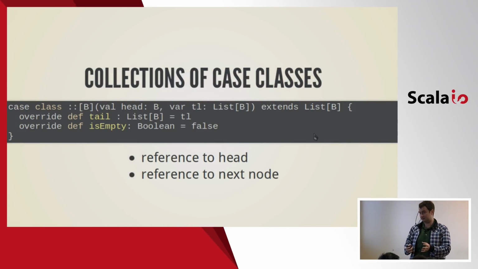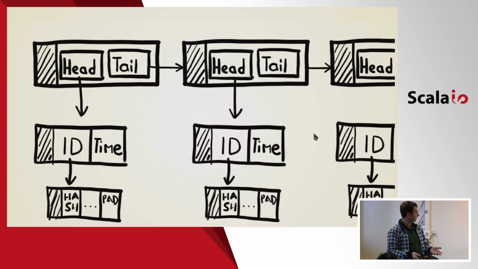So the case classes themselves are rarely used without collections, because it's a really convenient way to use them. For example, this is a very simplified definition of a Scala collection list. It's just a case class of head and tail. So it's still a wrapper object with a header and 2 references. And the memory layout of all that stuff looks like this.